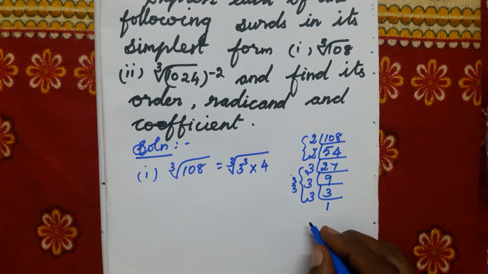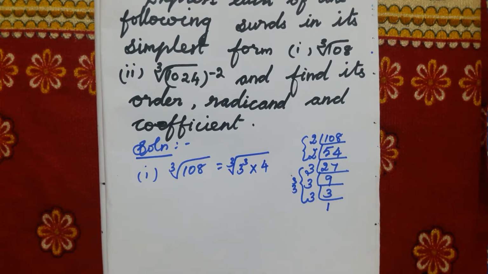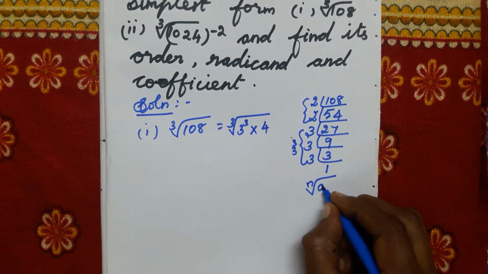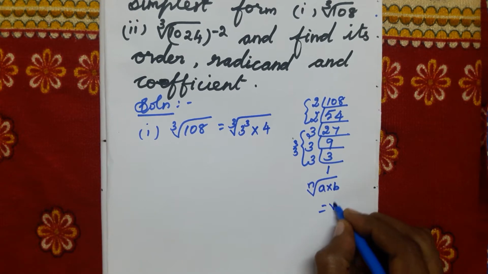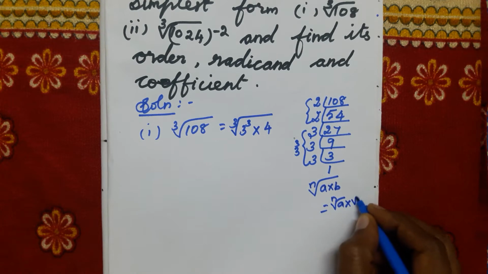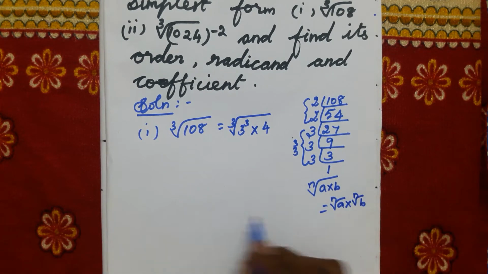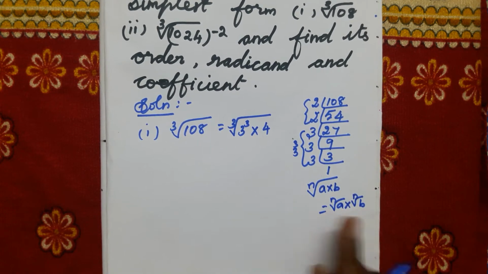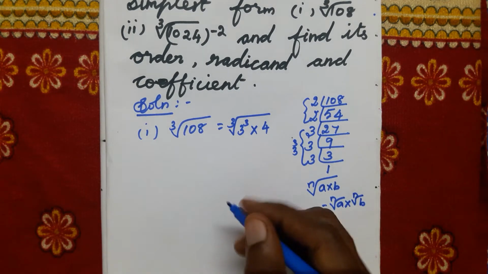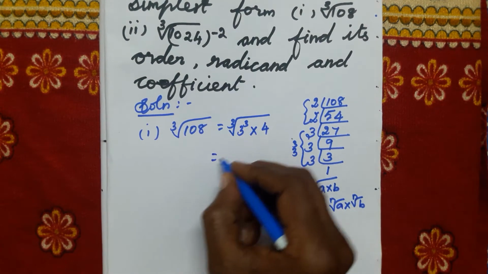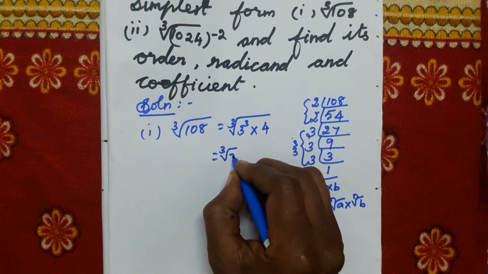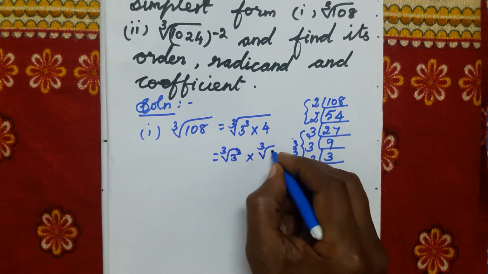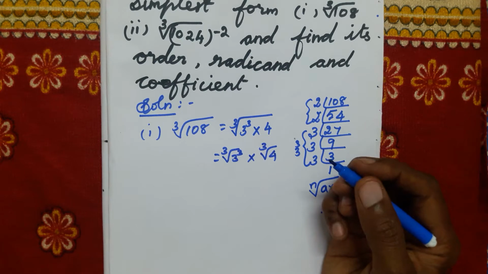Already we have learned the property, the laws of radical notation. There, nth root of a into b is equal to nth root of a into nth root of b. The same we are using here. When we use this, what we get is cube root of 3 cube into cube root of 4.